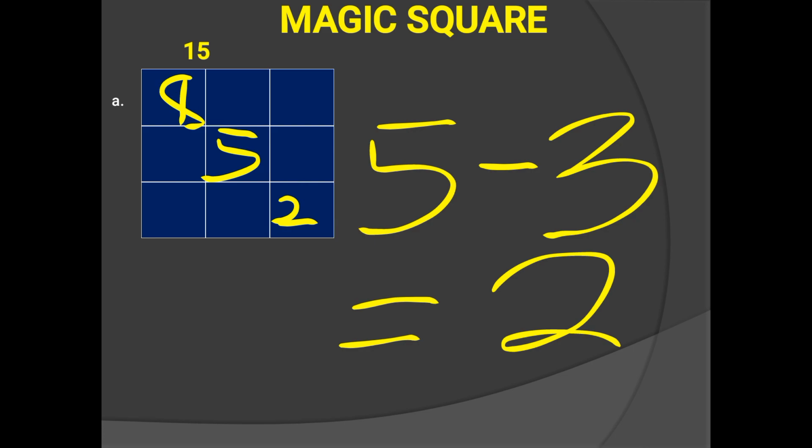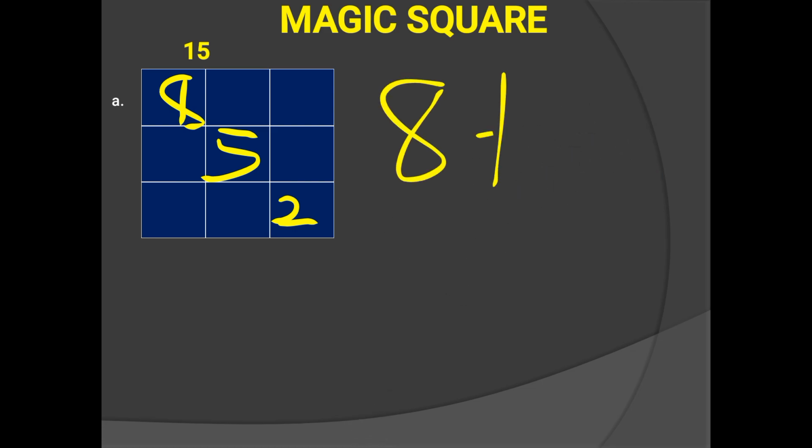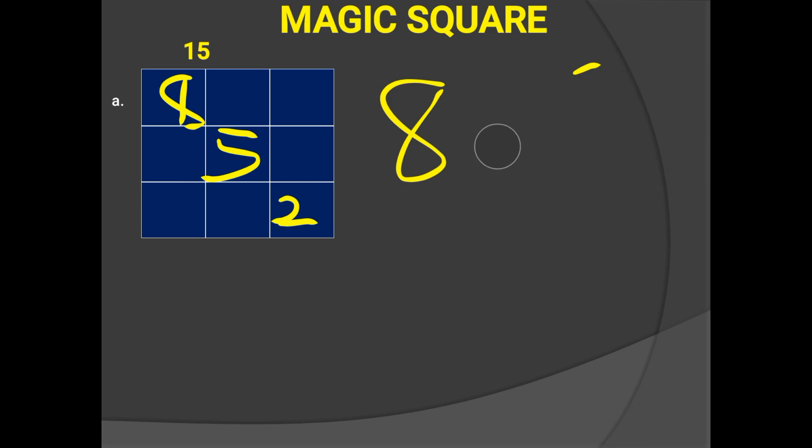So now, that is what we have. Let's see if that will give us 15. 8 plus 5 plus 2. Now 8 plus 2 is what? 10. 10 plus 5 is 15. So we have our 15. Very simple as A, B, and C.